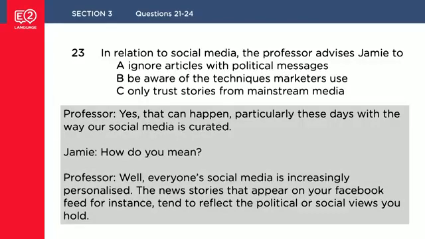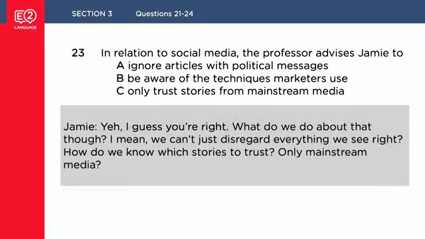All right, the professor introduces the idea of social media. That can happen, particularly these days with the way our social media is curated. Jamie asks, how do you mean? Professor, well, everyone's social media is increasingly personalised. Blah, blah, blah. We haven't got anything yet about what the professor advises Jamie to do. So let's keep going. Jamie says, I guess you're right. What do we do about that though? We can't just disregard or ignore everything we see, right? How do we know which stories to trust?